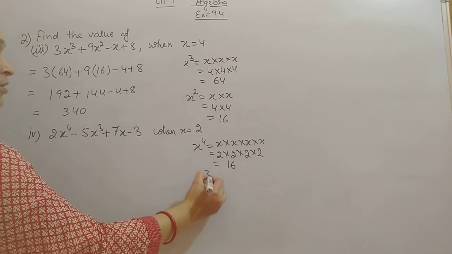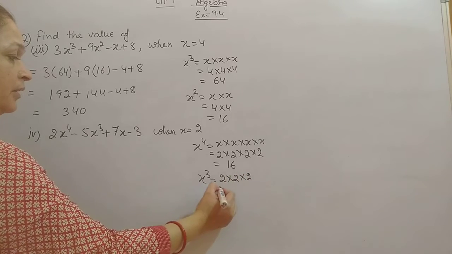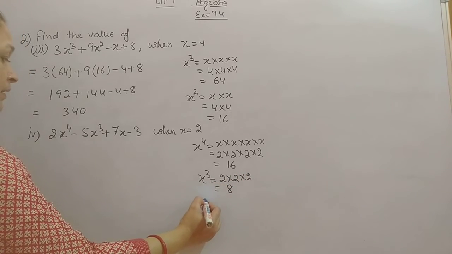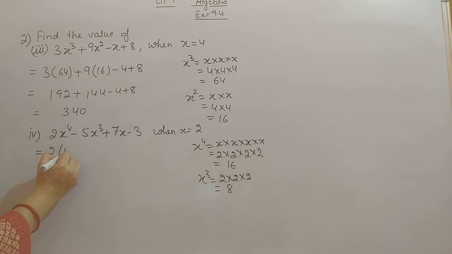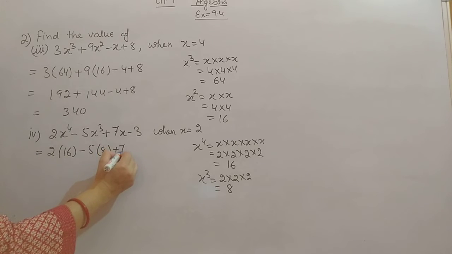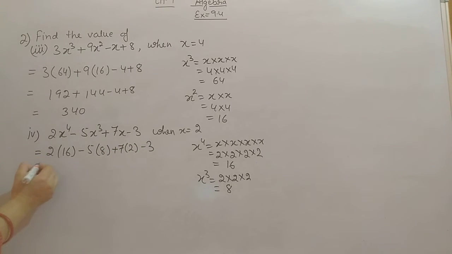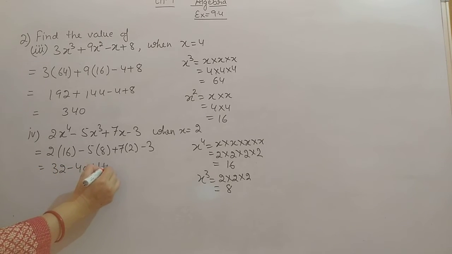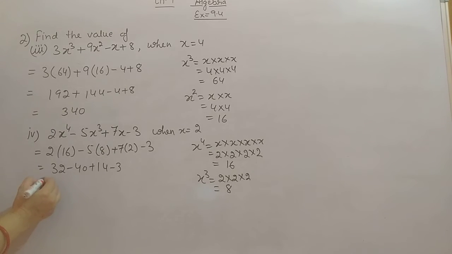Then next x cube. 3 times you have to multiply, equal to 8. And then x square we don't want here. Now substitute: 2 into 16 minus 5 into 8 plus 7 into 2 minus 3. So 2 into 16, 32, minus 40 plus 14 minus 3. Simplify it, then you will get answer here 3.